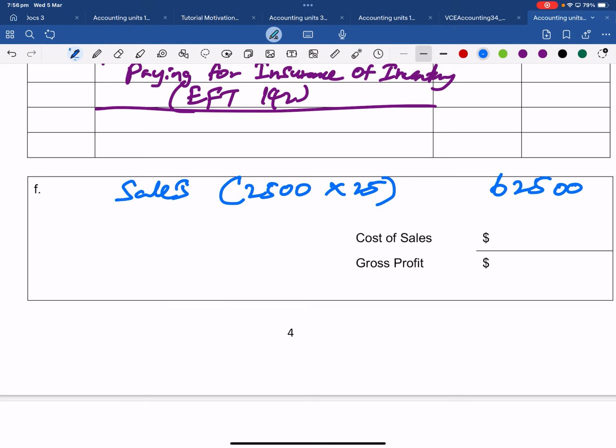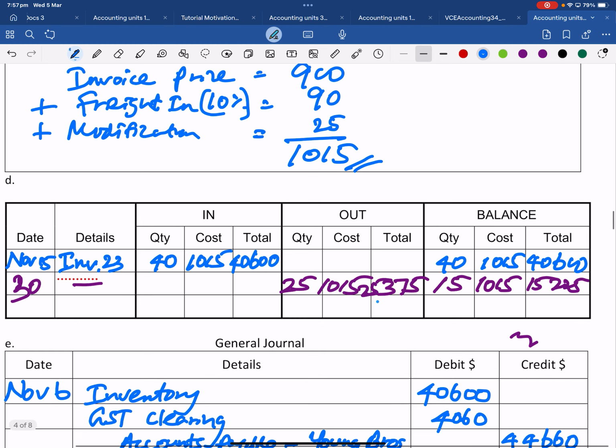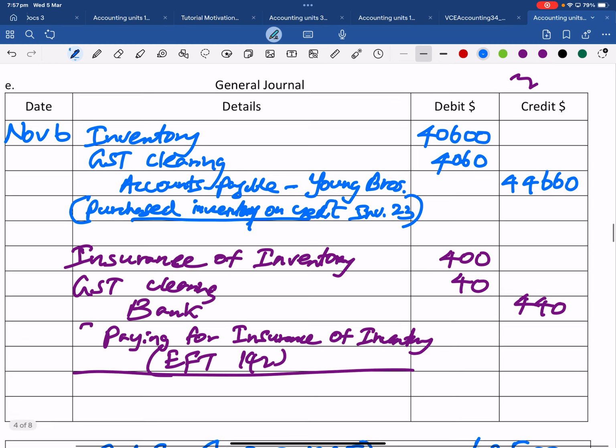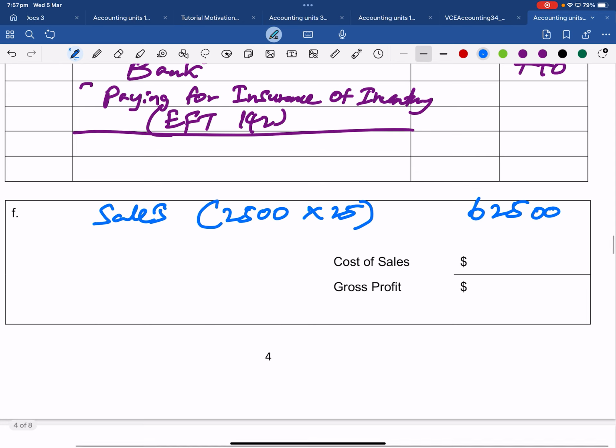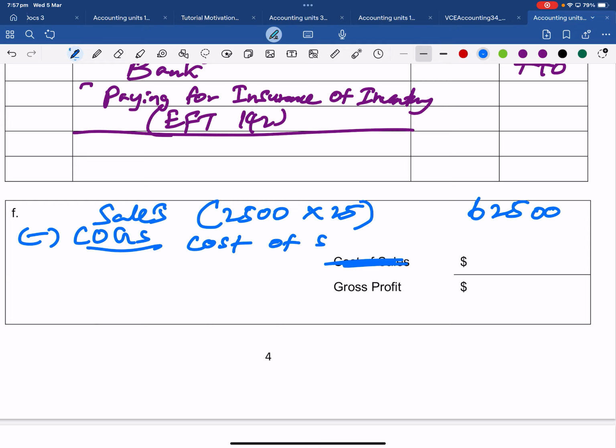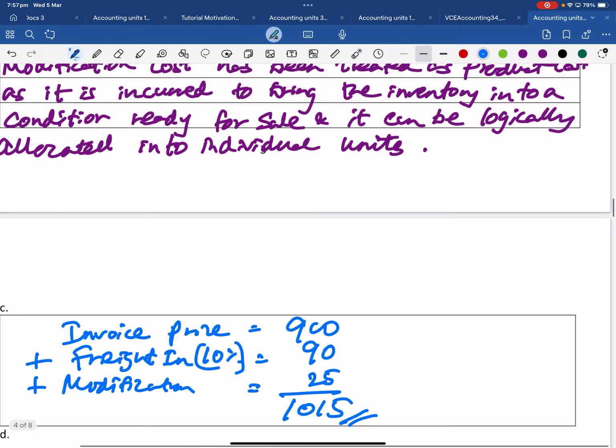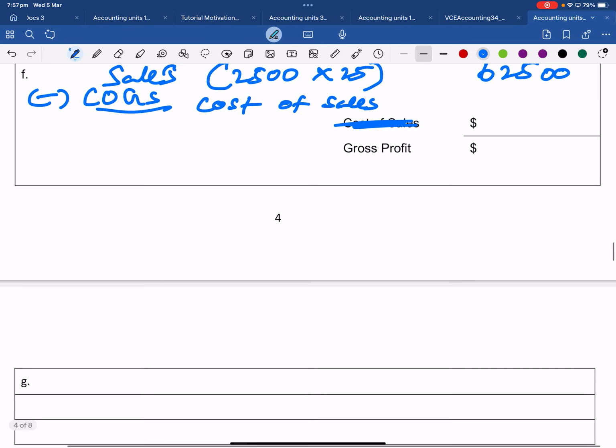How much is the cost of sales, guys? It's here. 25,375, yep. Sorry, just cross that cost of sales. Under this one we'll write costs, COGS, right? Then we have cost of sales. How much was it? 25,375, yep.